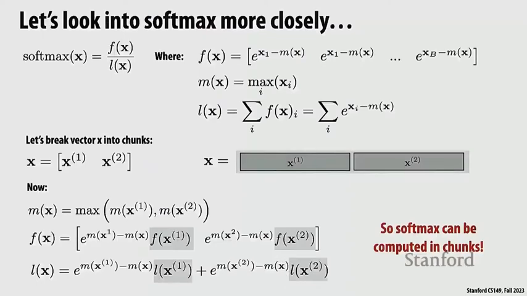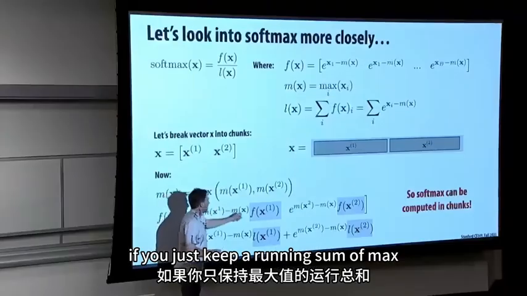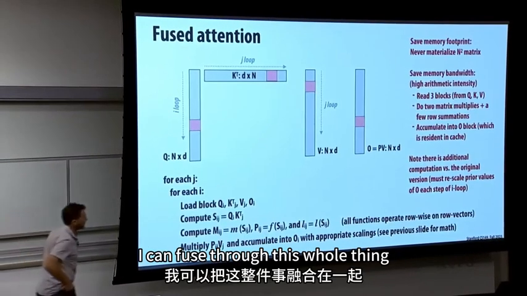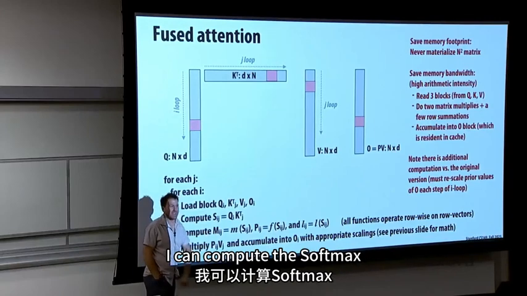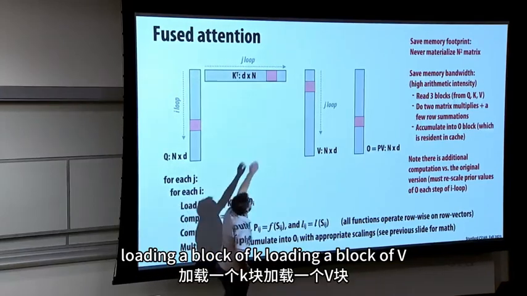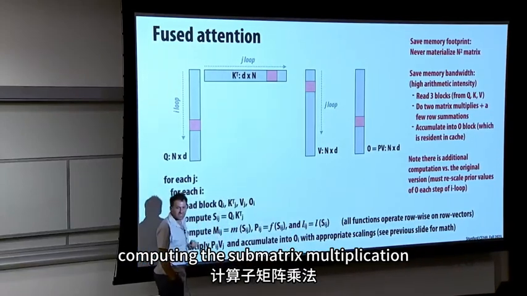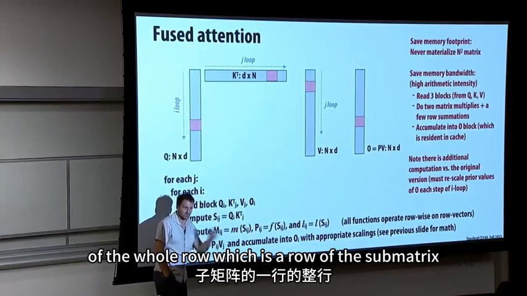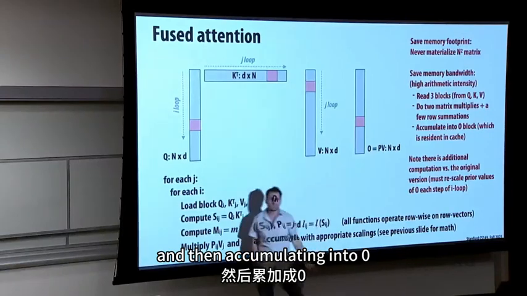The point being is that softmax can be computed in chunks if you just keep a running sum of max. Okay? And as a result of that, I can fuse through this whole thing. So I can compute the matrix multiplication, the softmax, and the final matrix product by loading a block of Q, loading a block of K, loading a block of V, computing the submatrix multiplication, computing the softmax on a chunk of the whole row, which is a row of the submatrix, then doing the matrix multiply, and then accumulating into O.